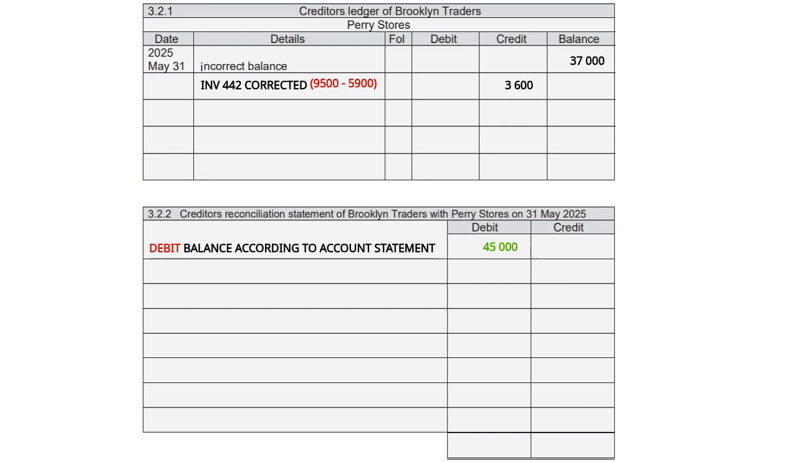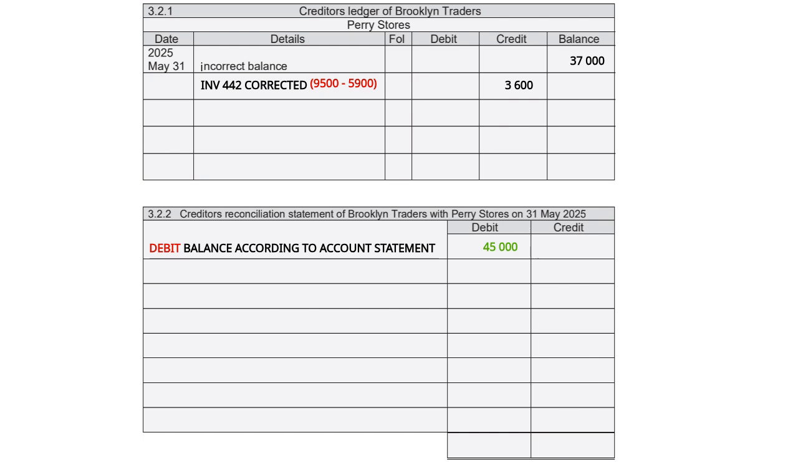We purchased for 9,500, but we accidentally only recorded it as 5,900. So our creditors ledger needs to increase with that difference. That's why it goes in the credit column. That's now A completed. Let's go read number B.